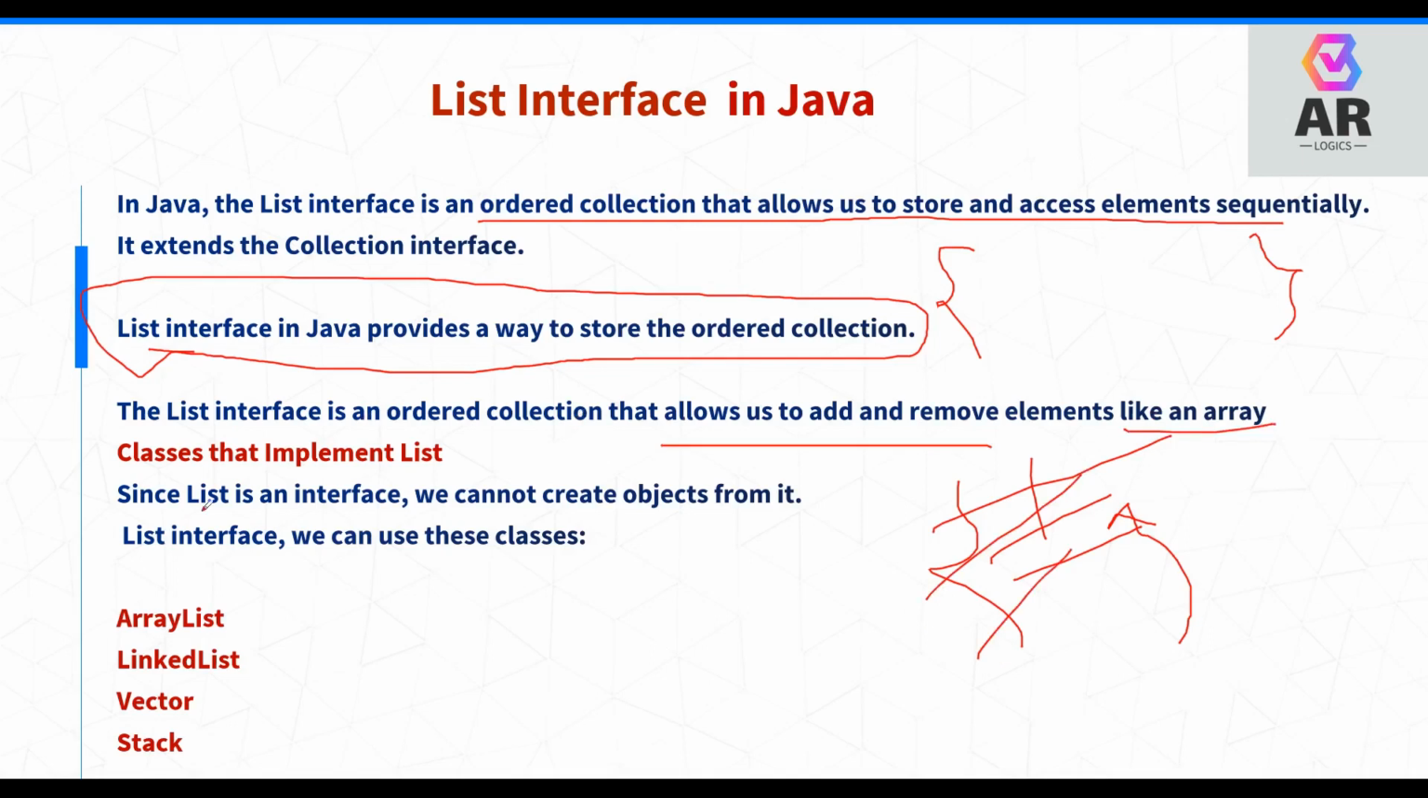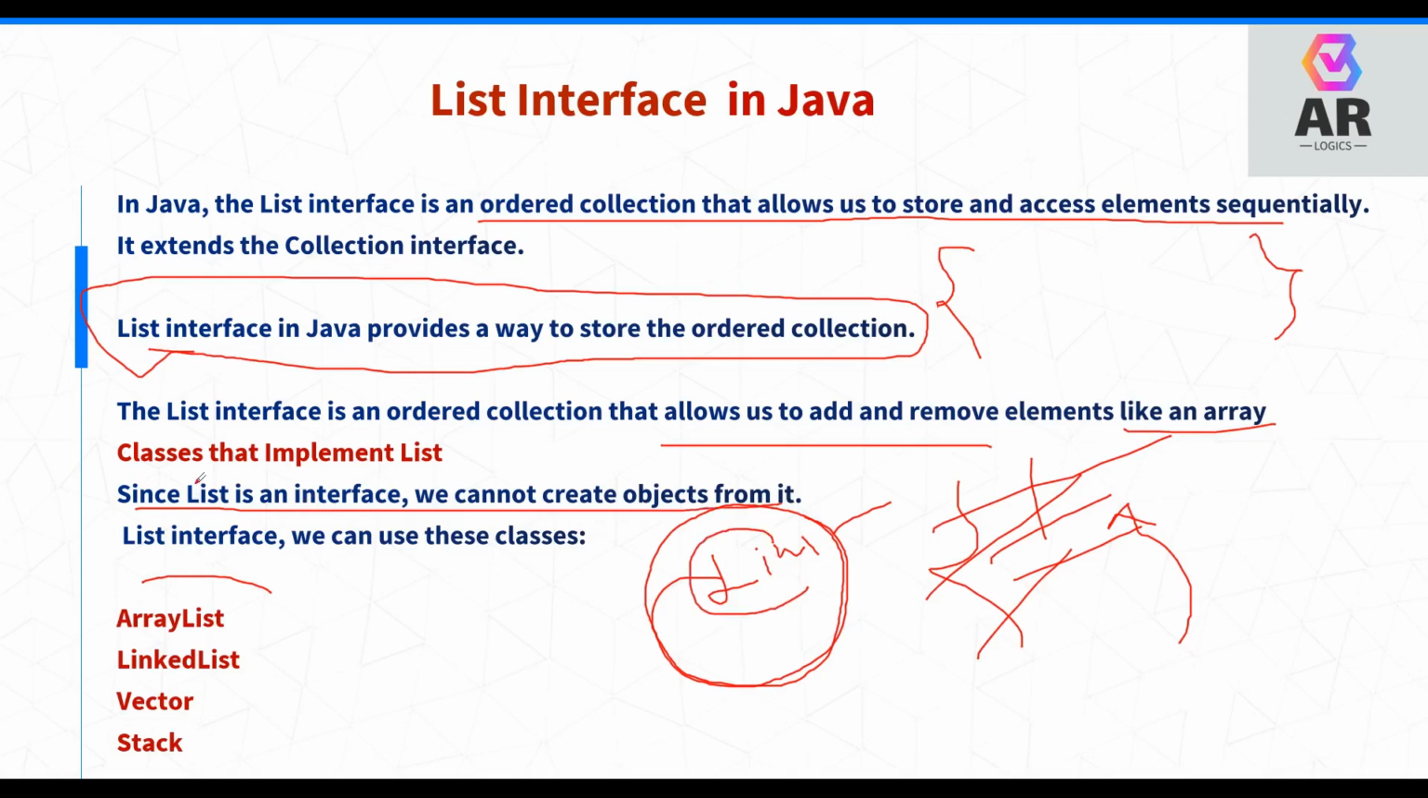List is an interface, it's not a class. Using the list interface you cannot create an object. You cannot create the object using the list interface. If you want to use the interface, you can use these classes: ArrayList, LinkedList, Vector and Stack. These are classes: ArrayList class, LinkedList class, Vector class and Stack.